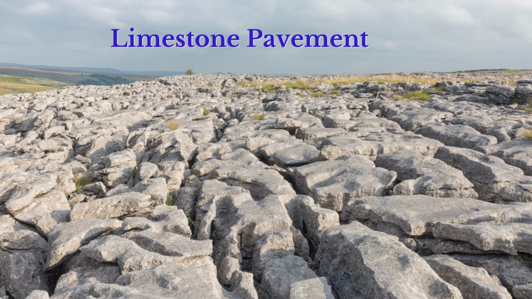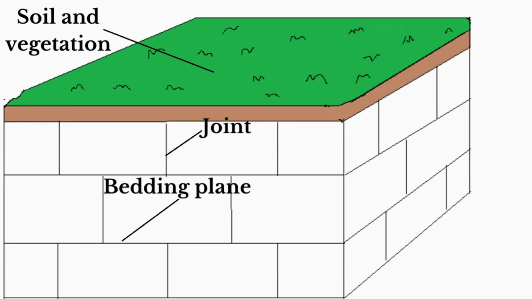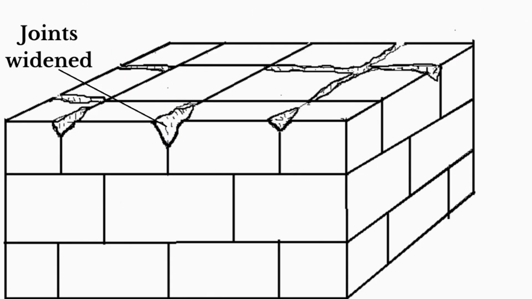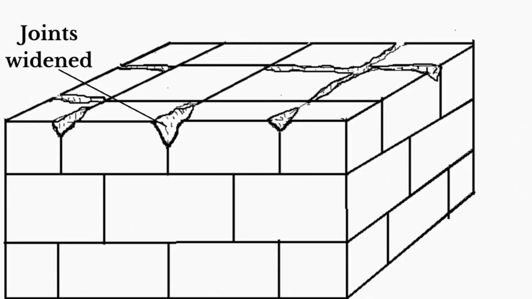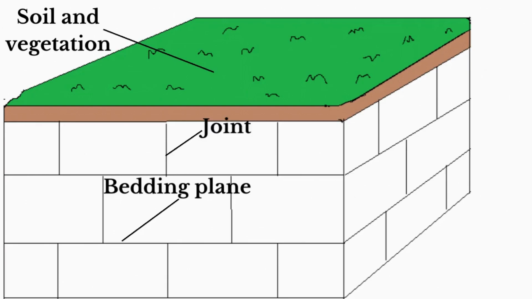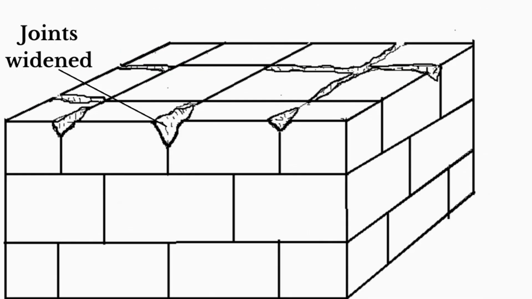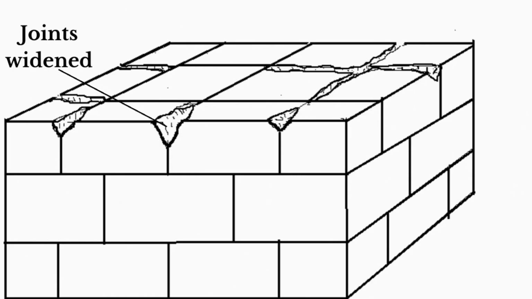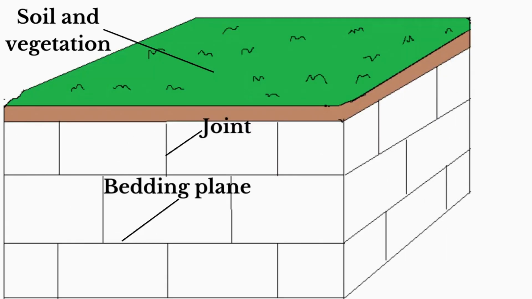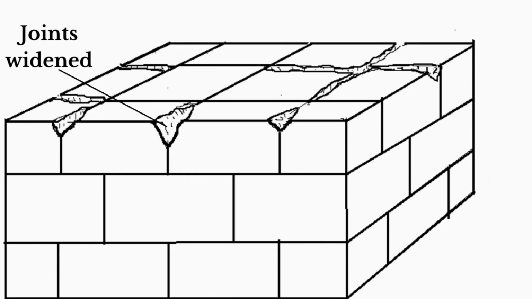Another surface feature found in limestone areas is limestone pavement. A limestone pavement is a flat expanse of exposed limestone formed by a combination of chemical weathering and erosion. They are largely found in temperate regions where the vegetation and soil has been removed by glacial erosion, but they are also found in tropical regions. An example of limestone pavement in the Caribbean are the exposed coastal areas of Barbados.